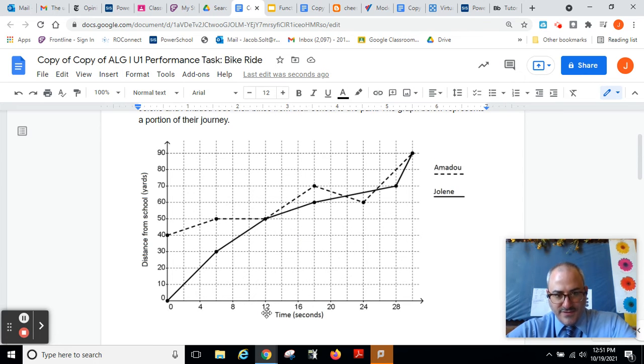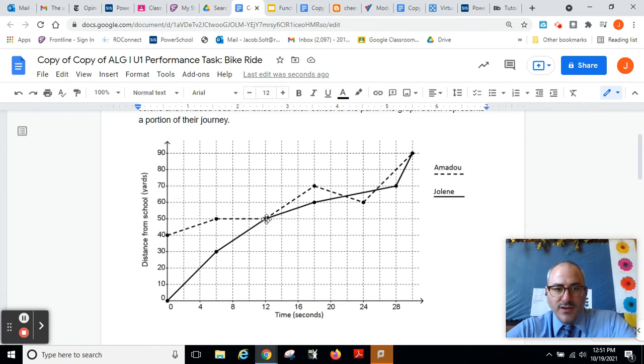All right, there's the 12 seconds. There's the 24 seconds. So I need to describe the bike ride between here and there. Okay, here's how I'm going to describe. Jolene is bicycling steadily away from the school.